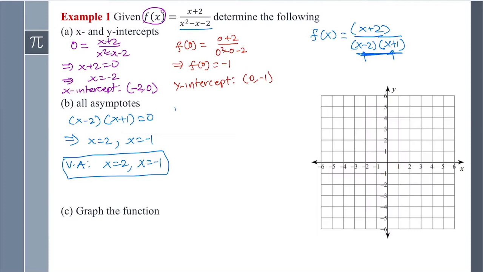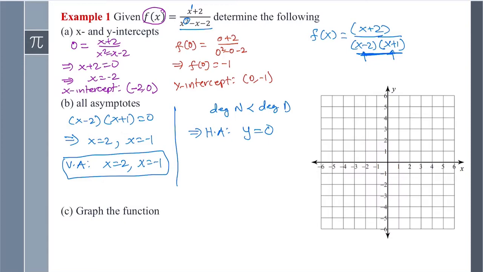Now to find the horizontal asymptote, we just compare the degrees of the numerator and denominator. So the degree of the numerator is 1, the degree of the denominator is 2. That means the degree of the numerator is less than the degree of the denominator. That means the horizontal asymptote for this function is y equals 0, or the x-axis.